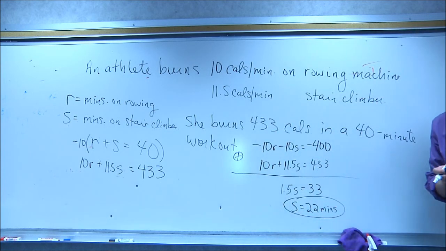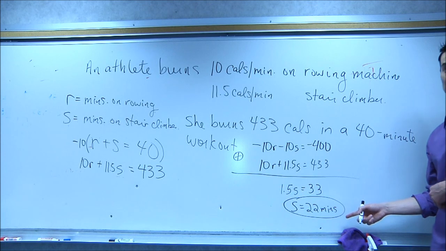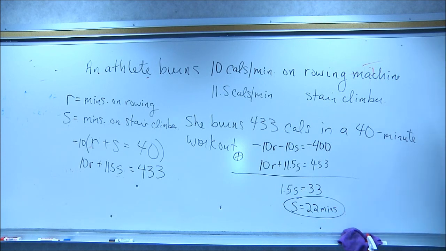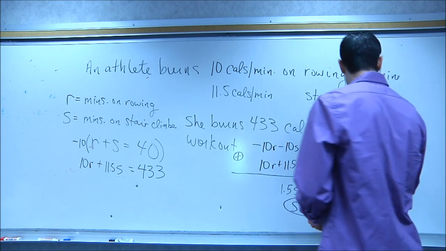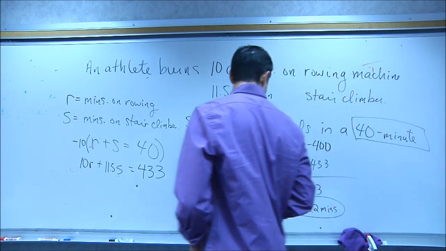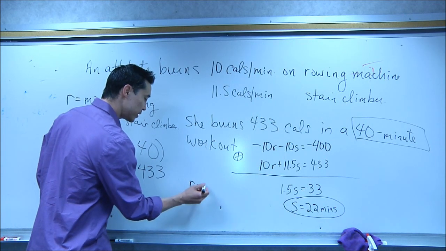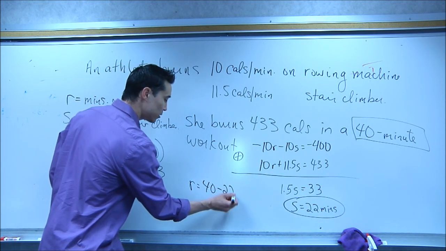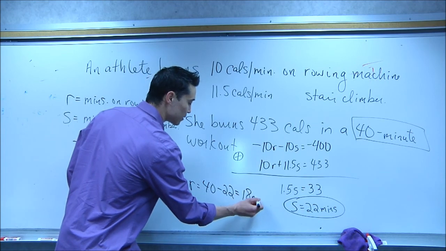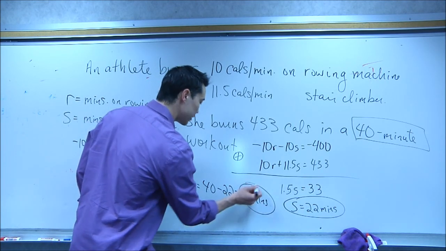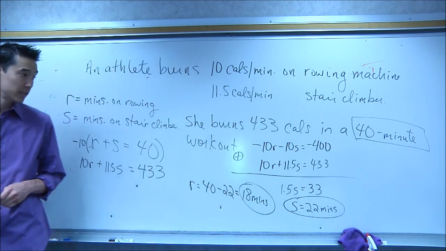Now, if I know I did 40 minutes total, 22 on the stair climber, how many minutes did I spend on the rowing machine then? 18. 40 minus 22, which is equal to 18, because the total workout was 40 minutes. If you did 22 on the stair climber, then the rowing machine is going to be 40 minutes minus 22, which is 18 minutes, because those are the only two machines that she used, the rowing machine and the stair climber.